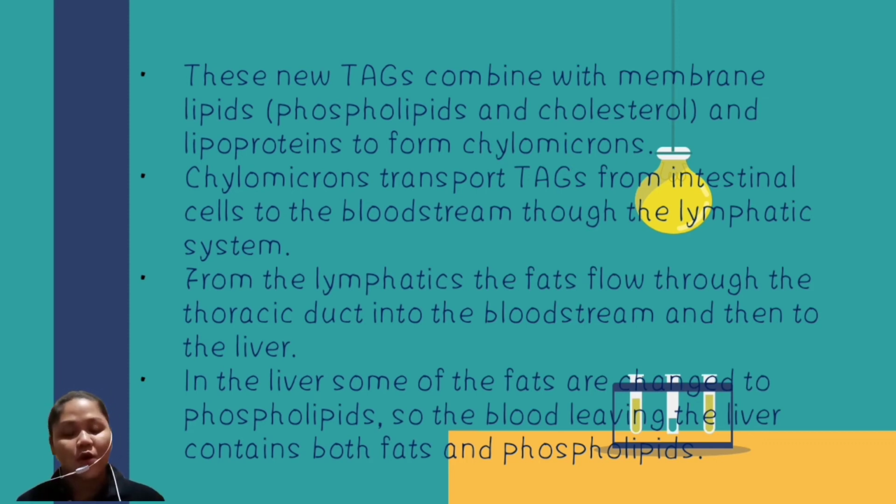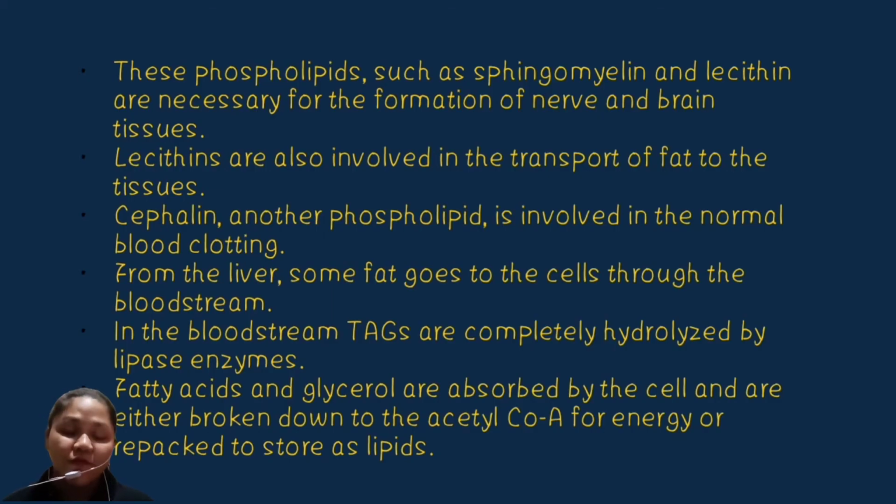So in the liver, here are some actions. Some of the fats are changed to phospholipids. So what leaves the liver contains both fats and phospholipids. Those phospholipids, such as sphingomyelin and lecithin, are necessary for the formation of nerve and brain tissues.